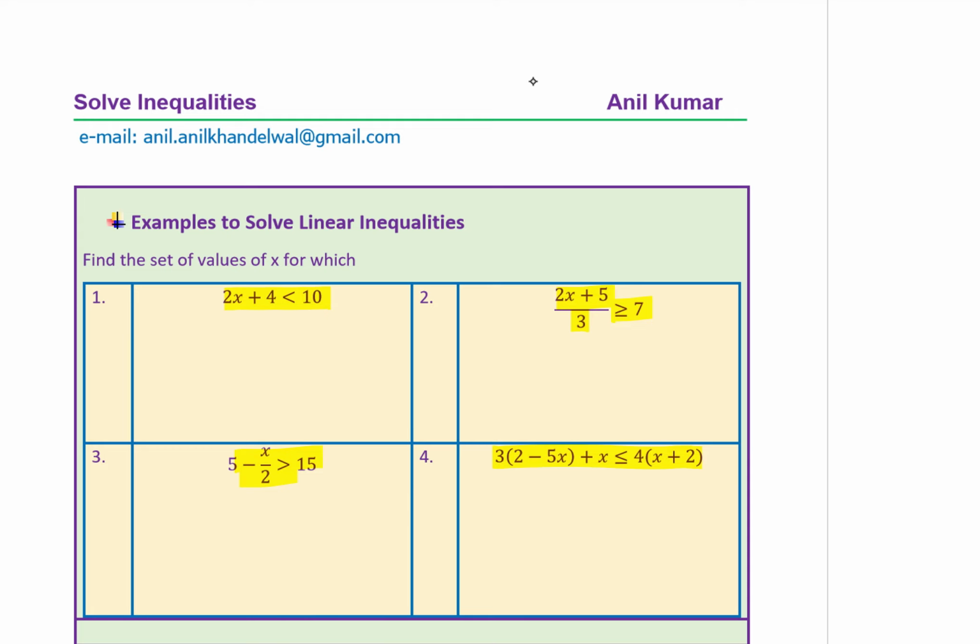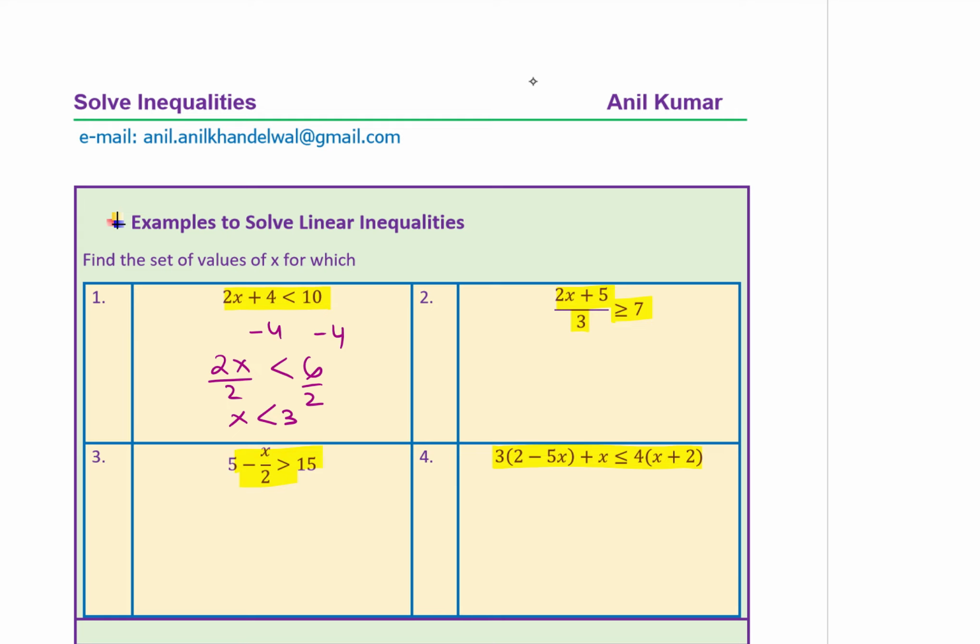I'd like you to think about it. How do we solve these equations? Well, simple. We'll apply the same rules as we did in solving equations. So here we could take away 4 from both the sides, correct? So if you do that, you get 2x is less than 10 minus 4, which is 6. And now we could divide by 2 on both the sides, and we get x less than 3. Do you see that? That is how we are going to easily solve the inequalities.